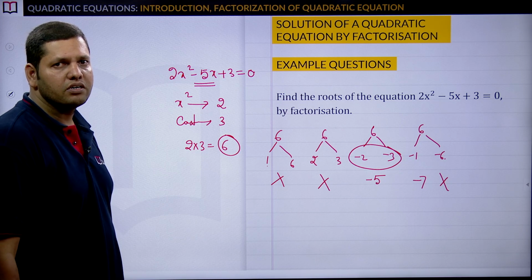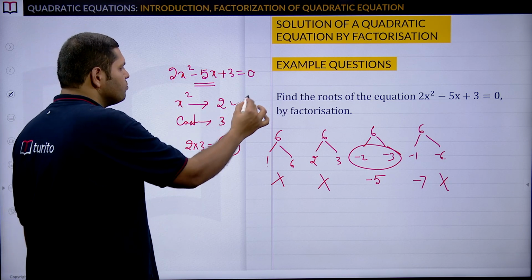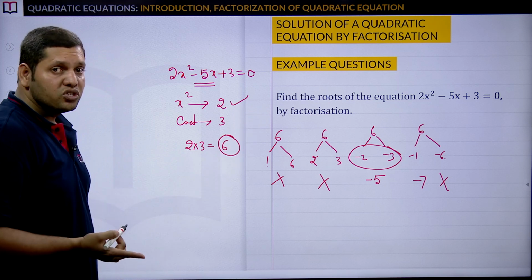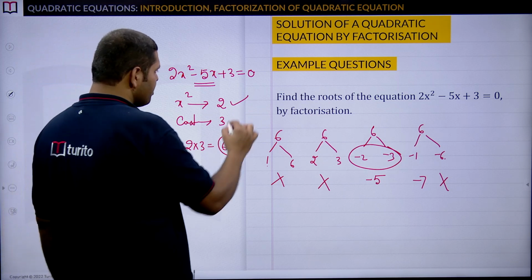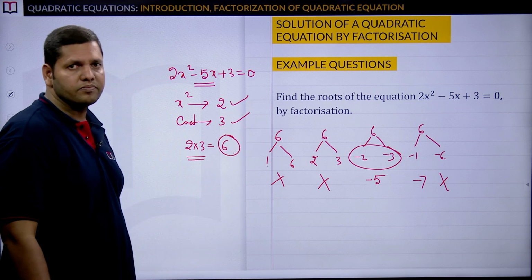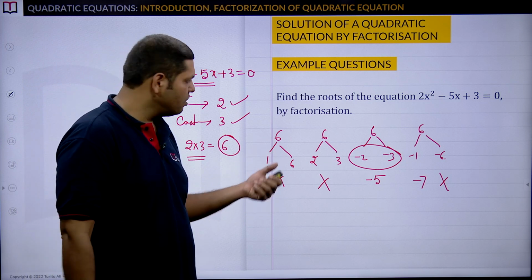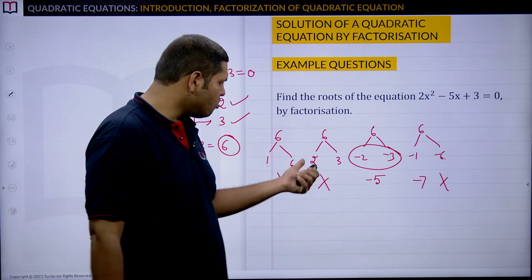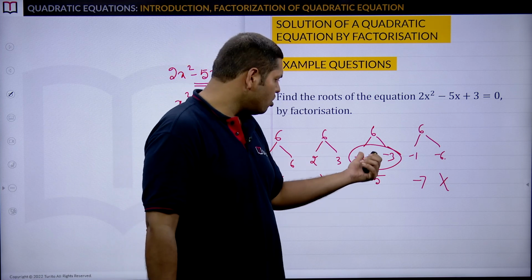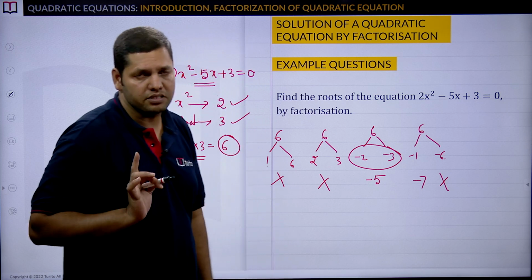Is it clear, children, everyone? It's very simple, children. First you take the x square coefficient, that is 2. Then take the constant, which here is 3. Then multiply. So 2 into 3 is what? The answer is 6. Then, children, how can we write 6? As a product of two factors. One combination is 1 into 6, another combination is 2 into 3, the next combination is minus 2 and minus 3, and the next combination is minus 1 and minus 6.